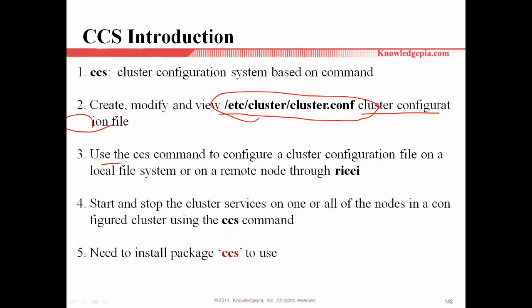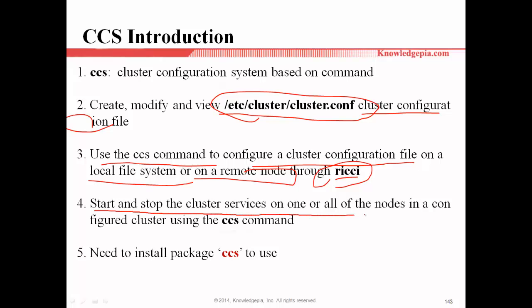Three, use the CCS command to configure the cluster configuration file on the local file system or a remote node. In this case, we have to start ricci on each cluster node. Four, start and stop the cluster services on one or all of the nodes in the cluster configured using CCS. So using CCS, we can manage these services to start or stop. Number five, to use CCS, we need to install the ccs package.